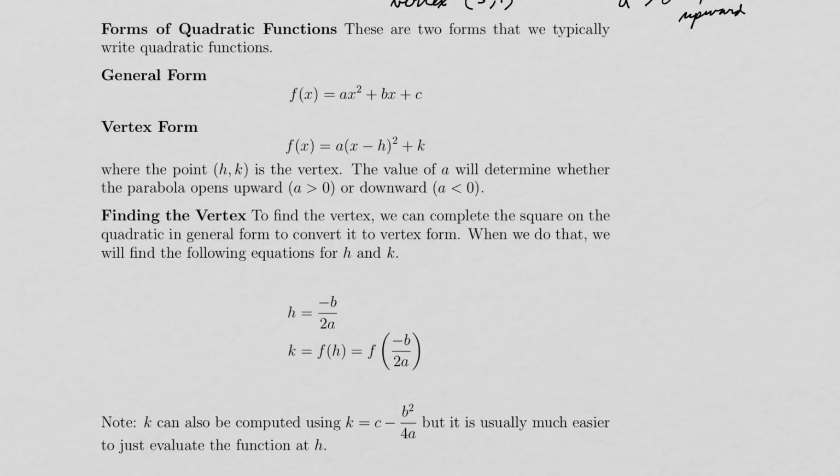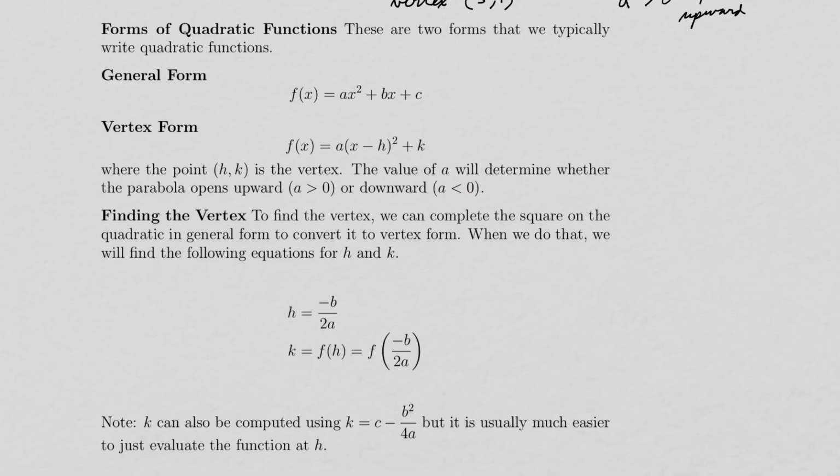Then it turns out, and I won't show this, that if you use completing the square, you can rewrite this in this form right here. So the a is the same. Then I have the quantity x minus h squared plus k. And in this case, the h comma k is going to be the vertex. So that ordered pair represents the point of the vertex. Again, the a determines whether the parabola opens upward or downward. If the a is positive, it opens upward. If the a is negative, it opens downward.